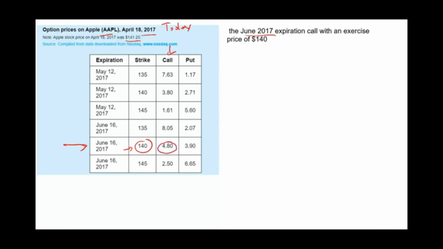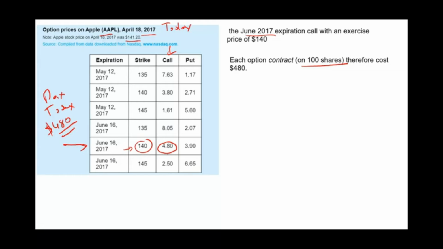The call option is priced at $4.80. Remember, each option is 100 shares. Therefore, if you pay today, here's what we're talking about: you pay $480. This is what you have to pay to the other party. If you pay $480, they will guarantee Apple stock for $140.